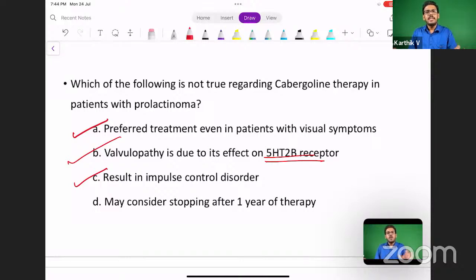It is not the cumulative duration which is important. You have to make sure that the tumor has disappeared or there is more than 50% reduction and the prolactin has normalized, and the duration of therapy is at least 2 years. So you have to make sure that at least 2 years of treatment you have given and the tumor has disappeared and the prolactin is normalized. Only then will you consider stopping cabergoline therapy. So this is the wrong statement.